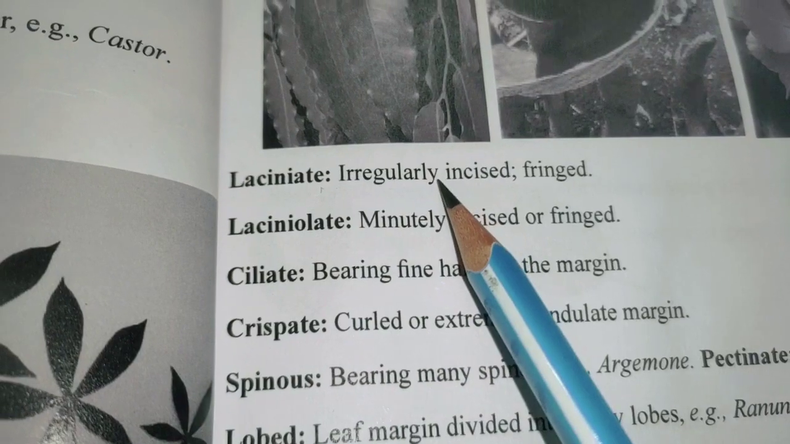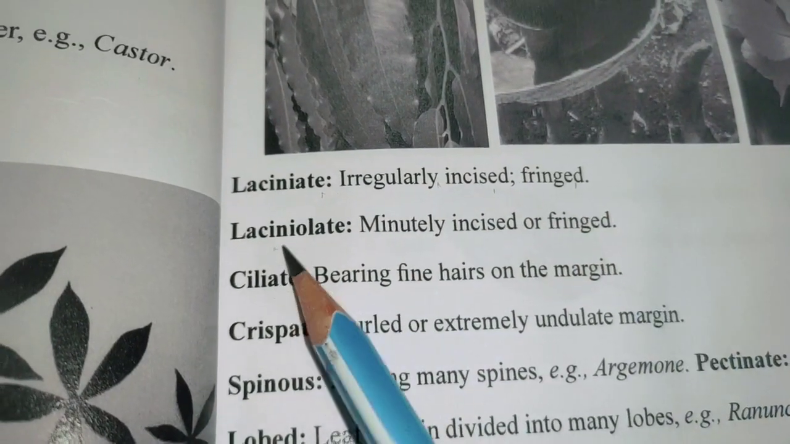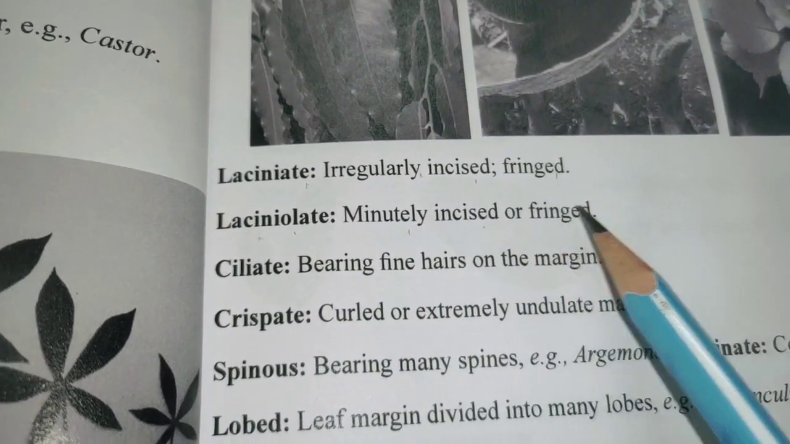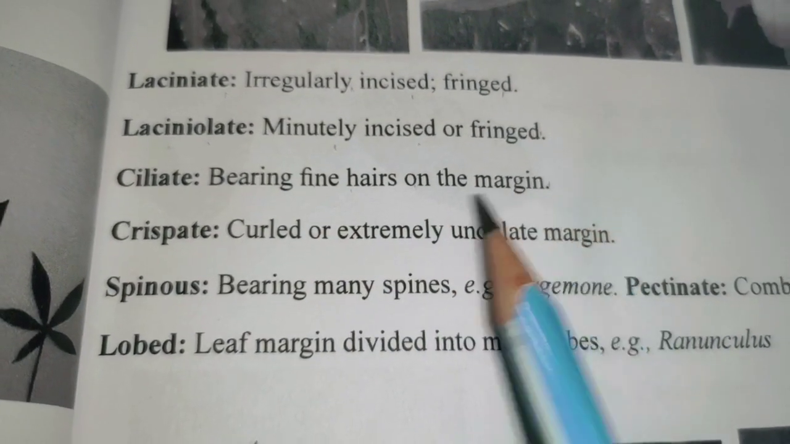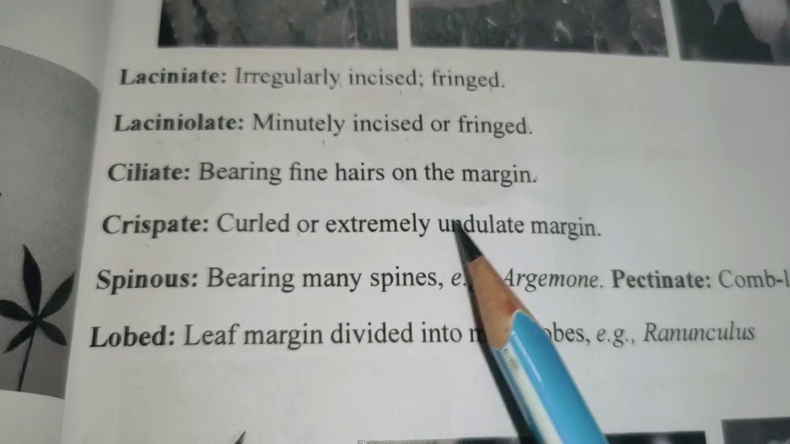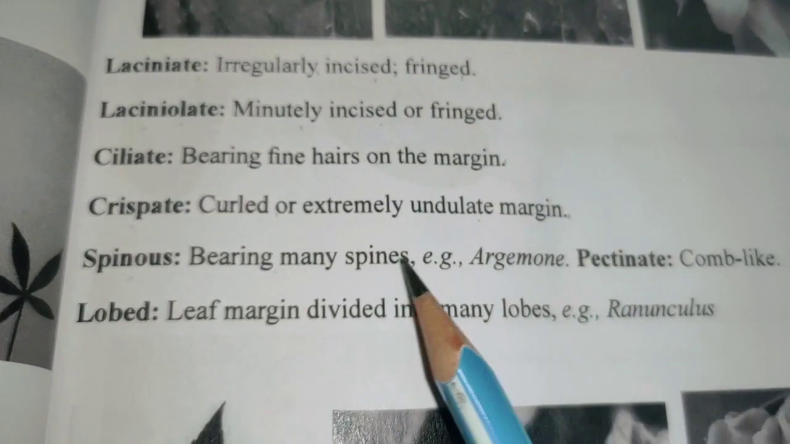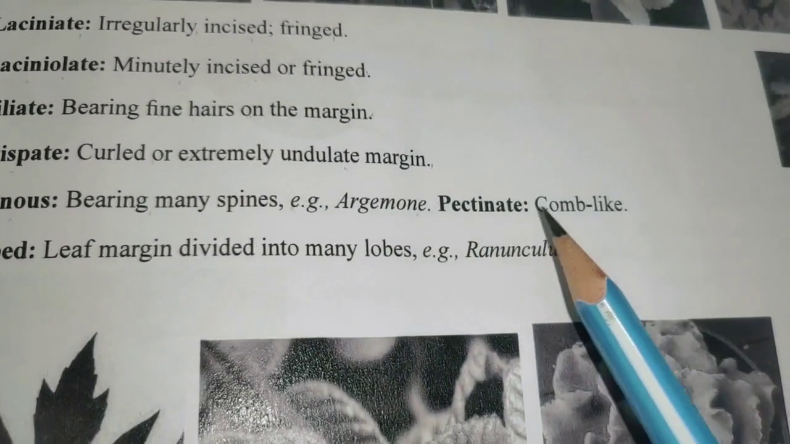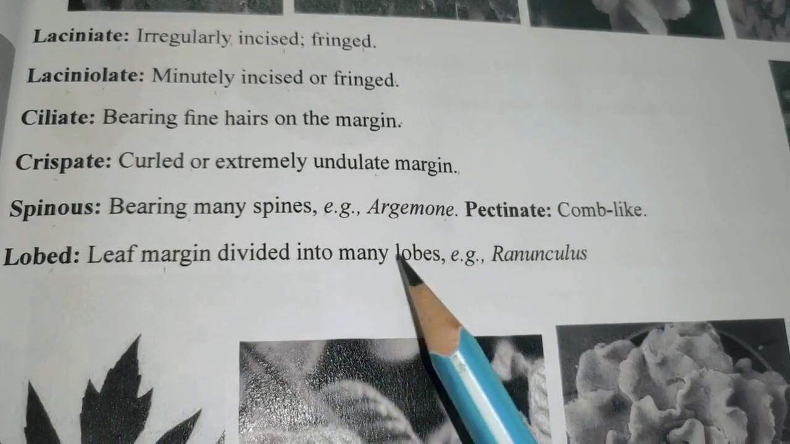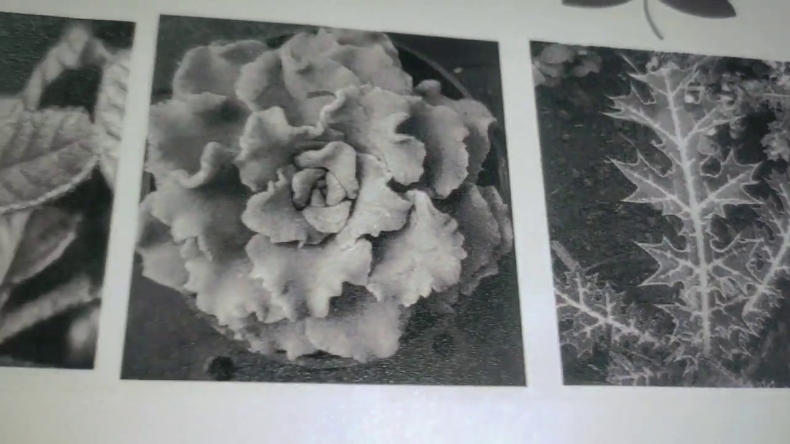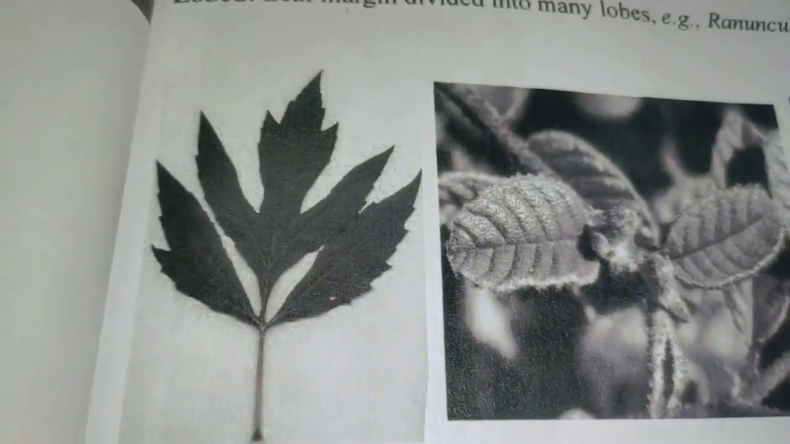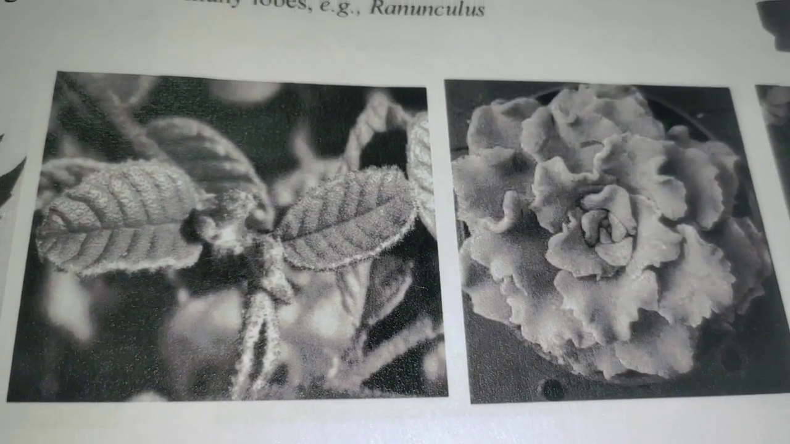Laciniate, irregularly incised, fringed. Laciniolate, minutely incised or fringed. Ciliate, bearing fine hairs on the margin. Crispate, curled or extremely undulate margin. Spinous, bearing many spines, for example, Argemone. Pectinate, comb-like. Lobed, leaf margin divided into many lobes, like Ranunculus. This is the example of margin of lamina.